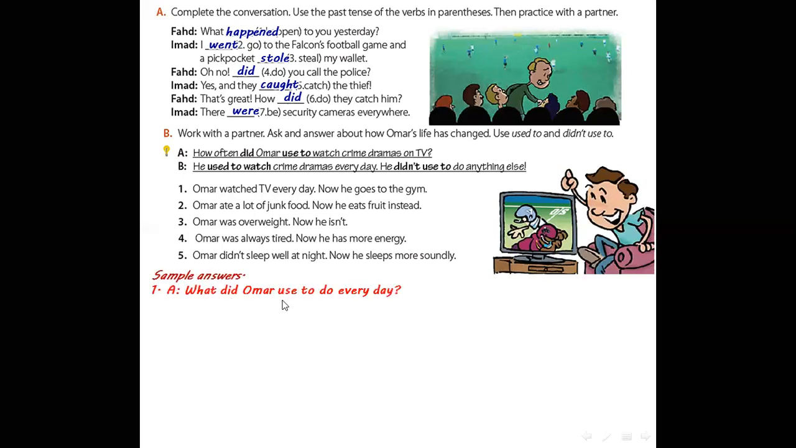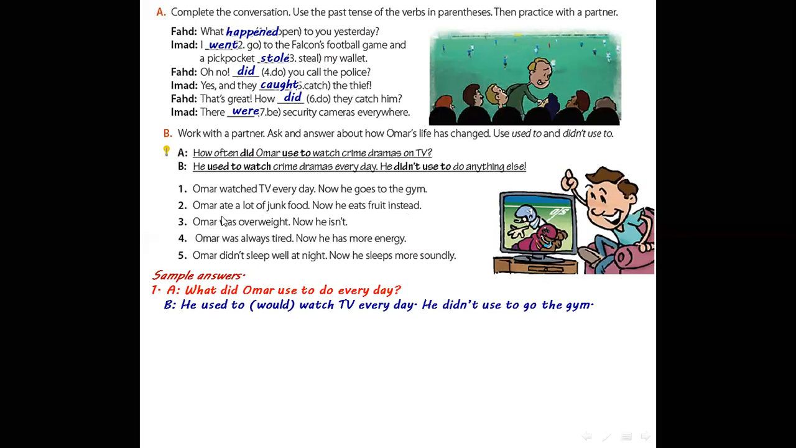What did Omar use to do every day? This is the question. What about the positive sentence? He used to watch TV every day. And also we can say he would watch TV every day. What about the negative? He didn't use to go to the gym. Number 2, Omar ate a lot of junk food. Now he eats fruit instead. Okay, you should eat healthy food. Excellent, be slim and healthy.